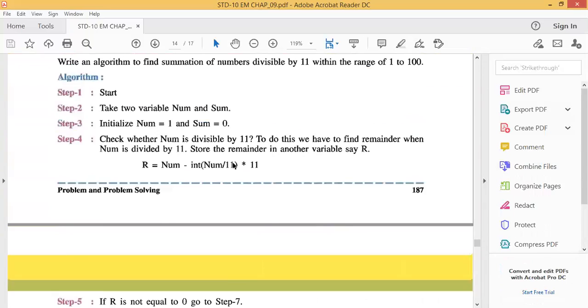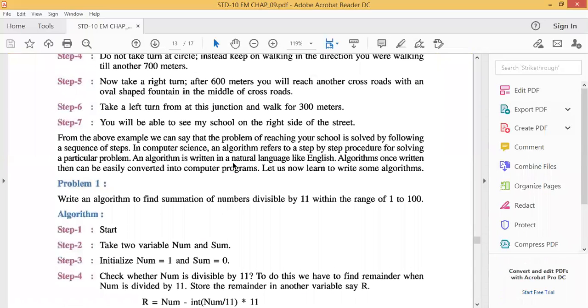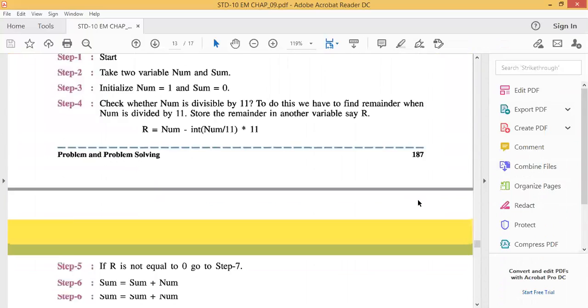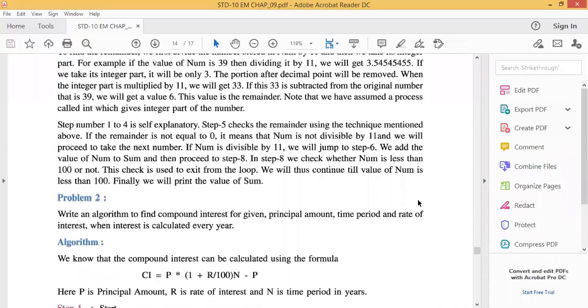What is our problem? Is the given number divisible by 11 or not? Here we are going to find numbers which are divisible by 11, but it should be in the range of 1 to 100. These are the simple steps and here are the explanations.